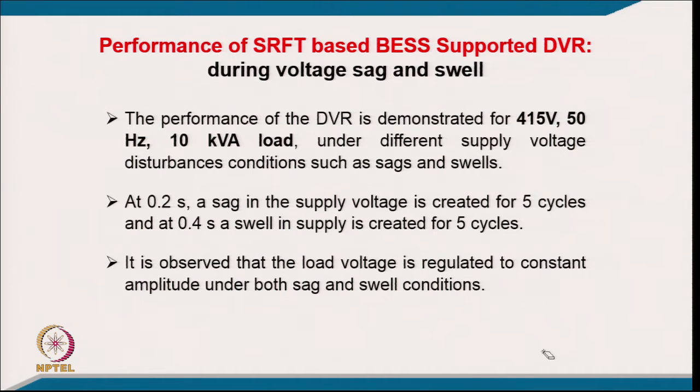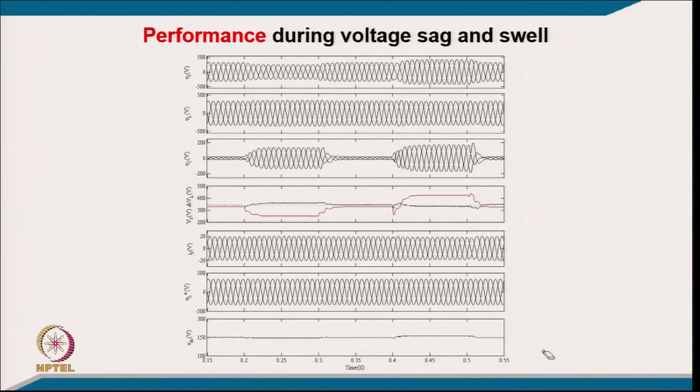A sag in the voltage is applied first for 5 cycles and then a swell for 5 cycles, and it is observed that the load voltage is regulated to a constant amplitude under both voltage sag and voltage swell conditions. This is the typical result. You can just see the first waveform. Here it is the supply voltage, or the voltage at the point of common coupling, and there is a typical voltage sag for 5 cycles, then nominal voltage, then swell for 5 cycles, then nominal voltage, then again sag and swell for 5 cycles in the PCC voltage.